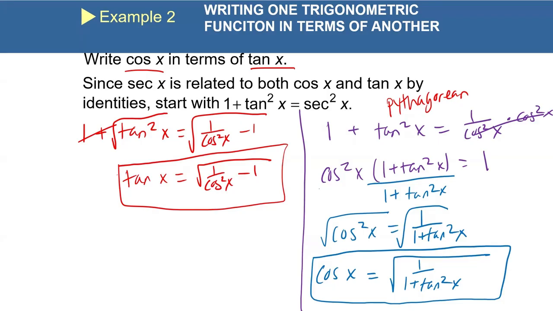All right, so the red side is tangent in terms of cosine. The purple blue side is cosine in terms of tan.